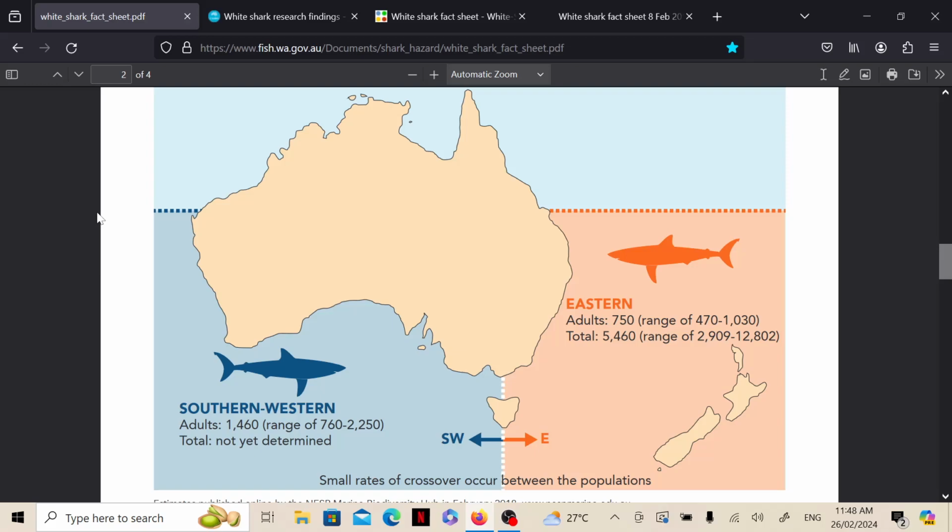Another interesting story I found as well is that the eastern great white sharks have even been tracked all the way up to Papua New Guinea, which is crazy. I would not have thought they would go up there, because that's tropical waters up there.